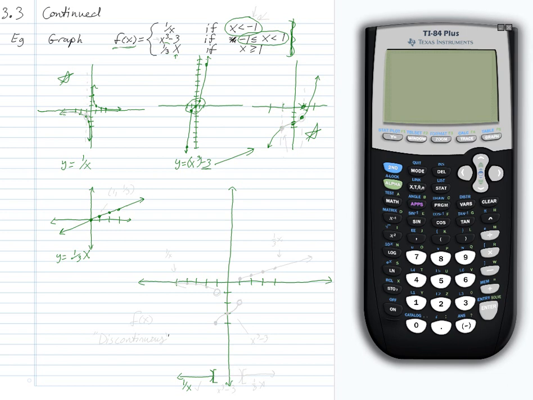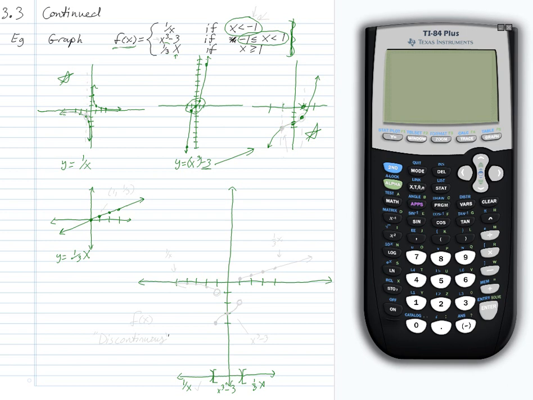So between negative 1 and positive 1, we're going to graph x cubed minus 3. And beyond that, for x equals 1 or greater, we're going to graph 1/3 x. So you don't need this stuff at the bottom. This is just kind of a nice way to help you keep track of where everything should go.